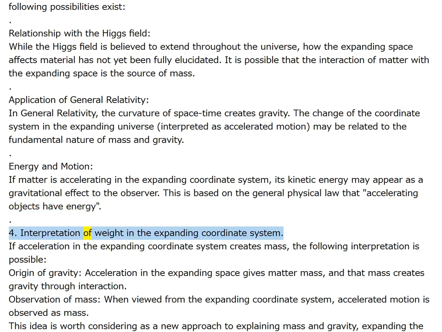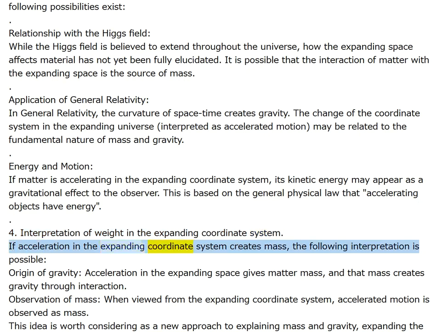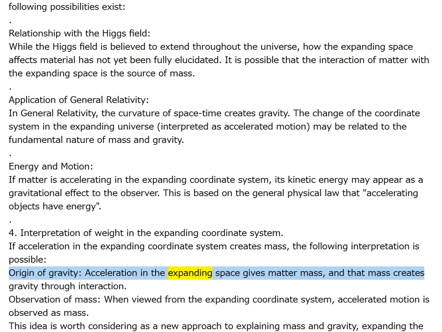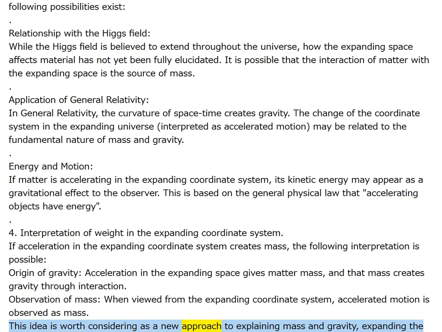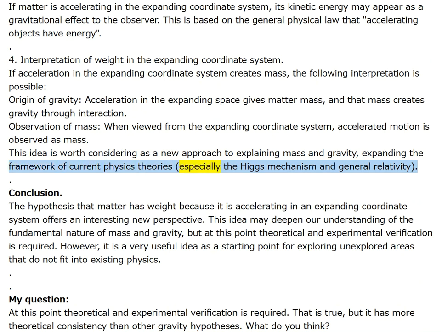4. Interpretation of weight in the expanding coordinate system. If acceleration in the expanding coordinate system creates mass, the following interpretation is possible. Origin of gravity. Acceleration in the expanding space gives matter mass, and that mass creates gravity through interaction. Observation of mass. When viewed from the expanding coordinate system, accelerated motion is observed as mass. This idea is worth considering as a new approach to explaining mass and gravity, expanding the framework of current physics theories, especially the Higgs mechanism and general relativity.